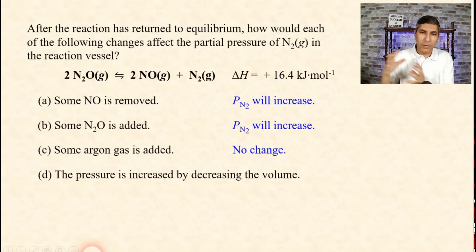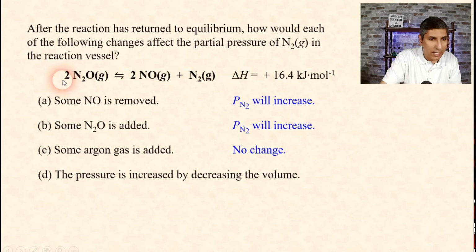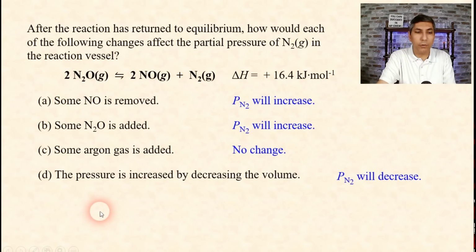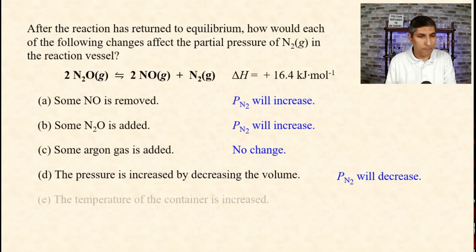Well, when you decrease the volume, increase the pressure, the reaction adjusts itself to move toward the side that takes up less space, which is the side that has fewer moles of gas. So in this case, that is the reactant side. It has 2 moles of gas versus 2 plus 1, 3 moles of gas. So that means that the reaction is going to shift toward the N2O. So that means that we're going to increase N2O, and NO and N2 are both going to decrease. And so that's why we say the partial pressure of nitrogen will decrease in this part anyway. How about part E?